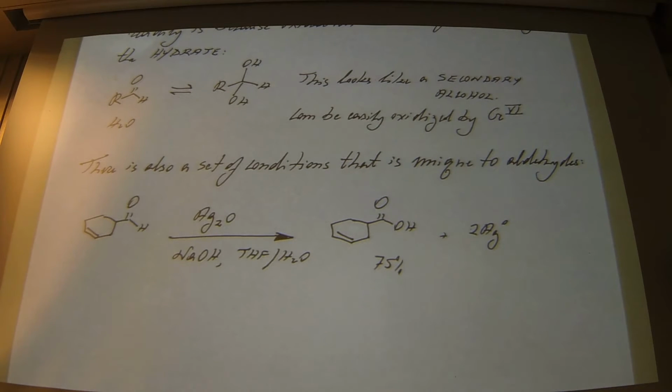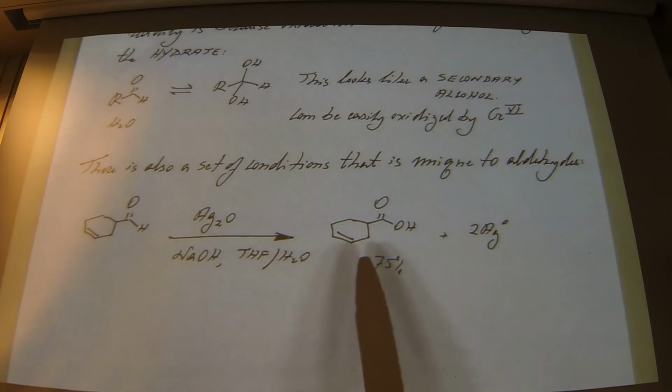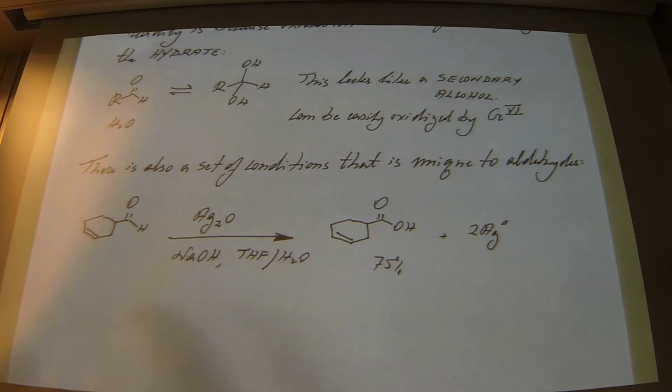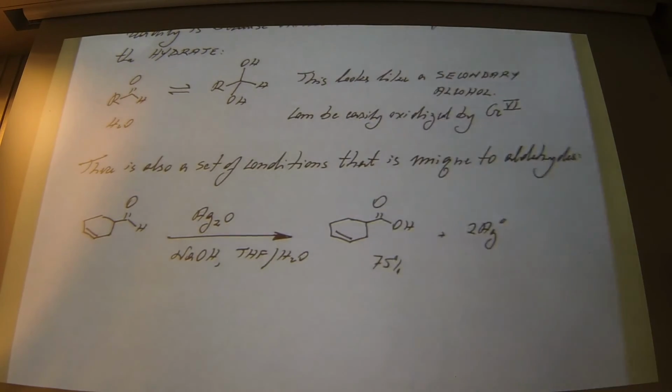Strong oxidants which can oxidize other things in your molecule. Silver ion is a fairly mild oxidant and is not likely to interfere with any other functionality. And so on a small scale, this is sometimes quite useful to be able to do.